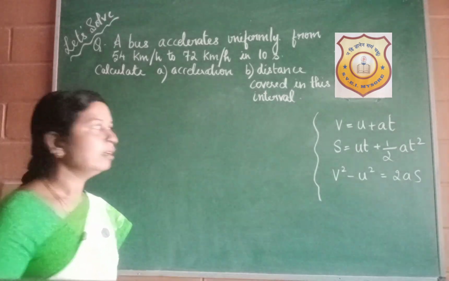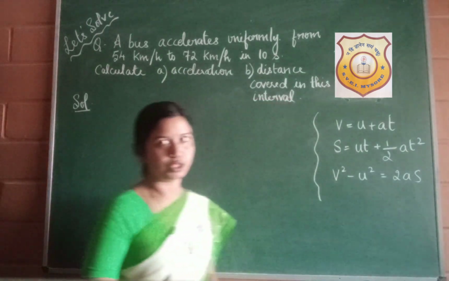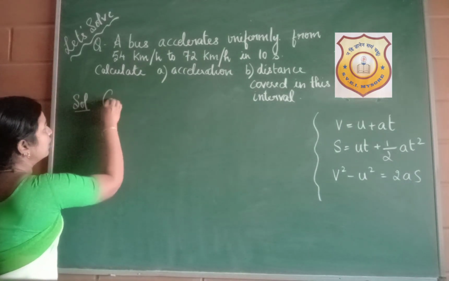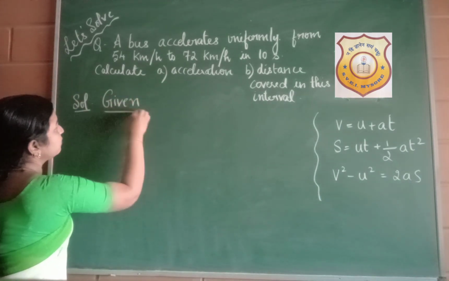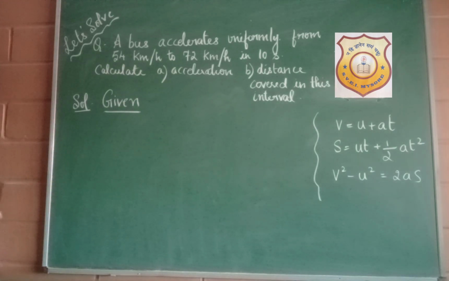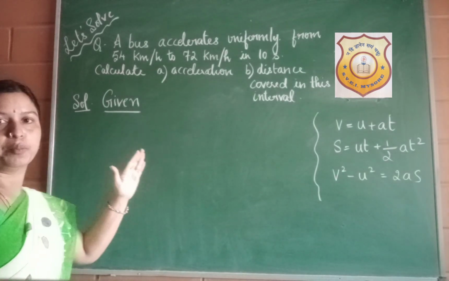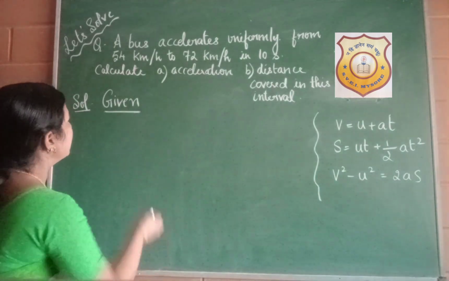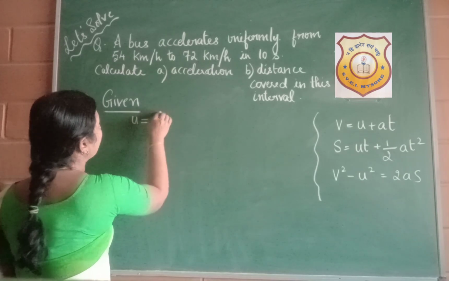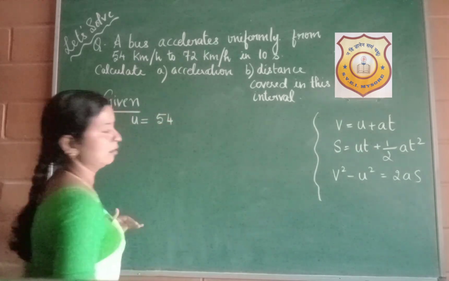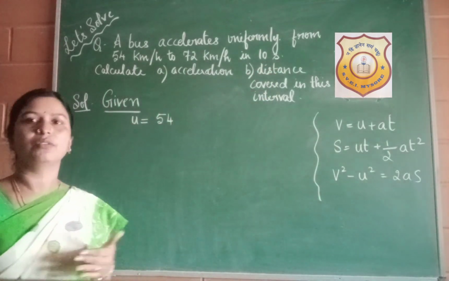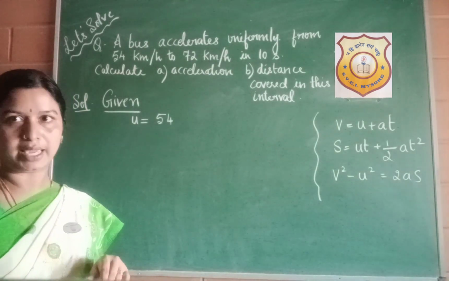So as I told you earlier, we will write down all the three equations of motion here. Okay, so just make a note of all the three, and then we will write all the given quantities. So if you see here, it accelerates uniformly from 54 km per hour to 72 km per hour. So they have given the initial and final velocity. So the initial velocity u is 54 km per hour. If you see, the time is given in seconds, so it's better that we convert kilometer per hour into meter per second.